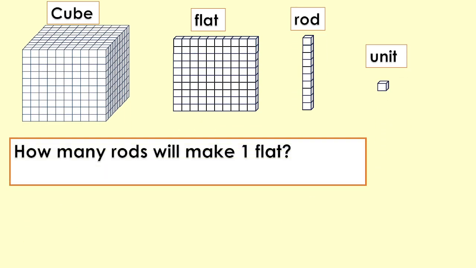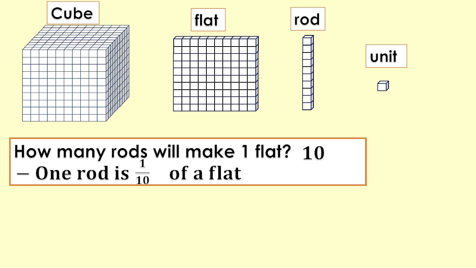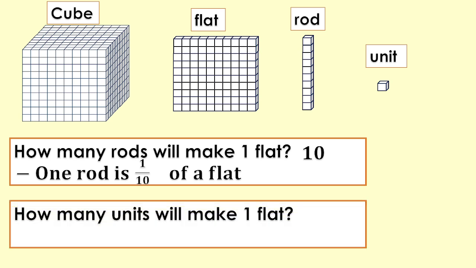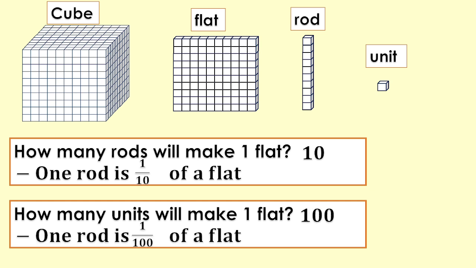How many rods will make one flat? So the answer is 10. One rod is 1/10 of a flat. How many units will make one flat? So the answer is 100. One unit is 1/100th of a flat.